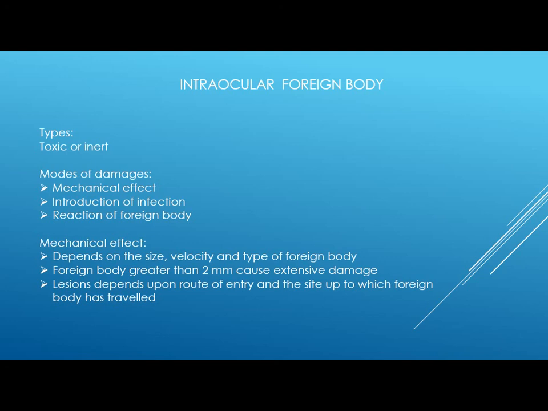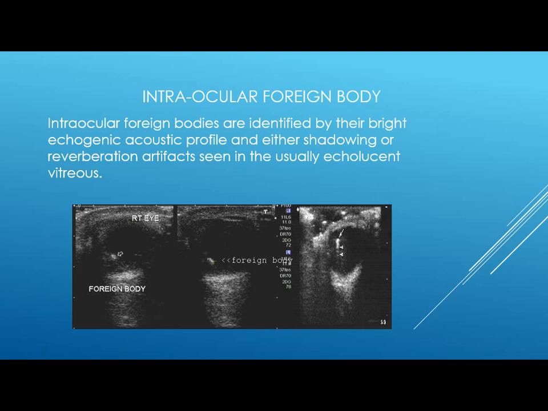Usually, a foreign body greater than 2 mm causes extensive damage, and lesions depend upon the route of entry and the site to which the foreign body has traveled. Any foreign body on ultrasound appears hyperechoic with acoustic shadowing or reverberation.